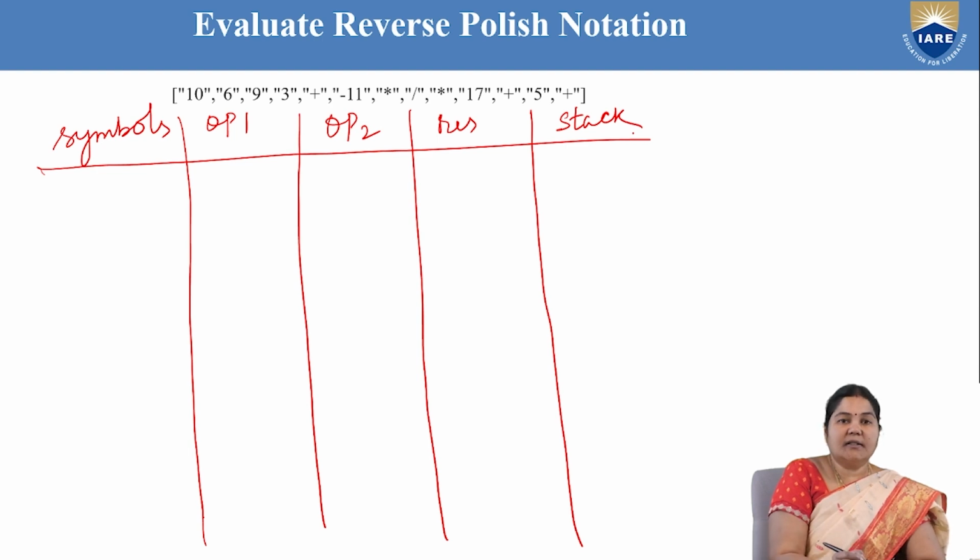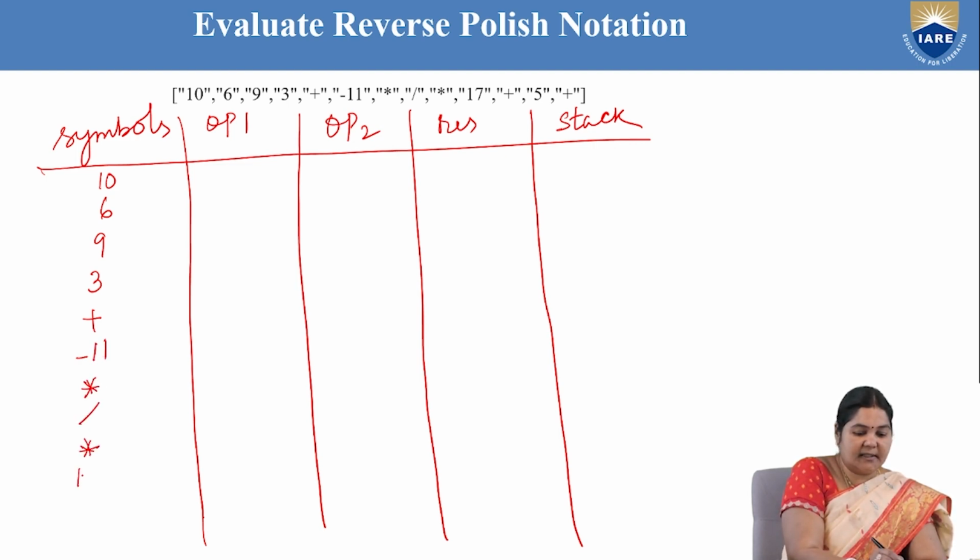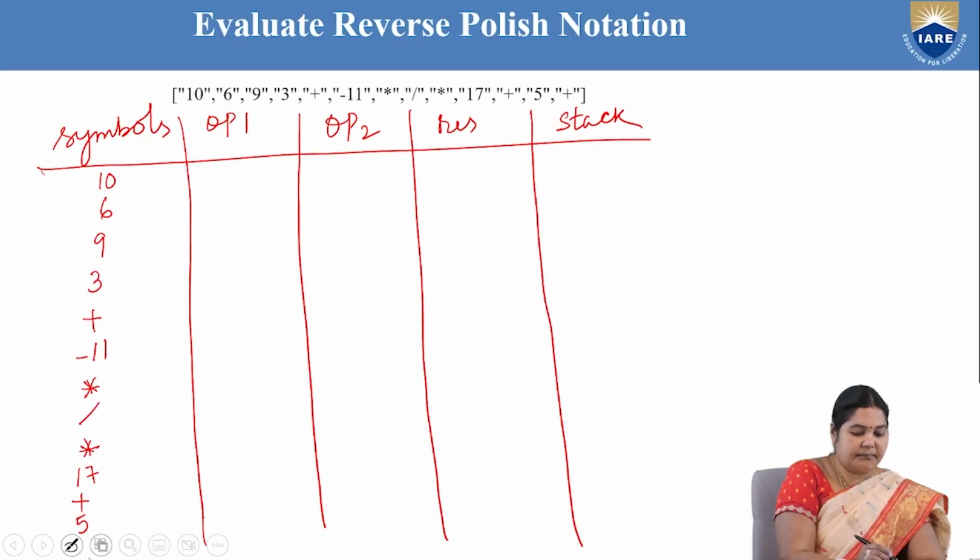Now, what are the strings that are given? We will consider these strings as integers. So, it is 10, 6, 9, 3, then plus, then minus 11, then star, then slash, then again star, then 17, plus 5 and plus. At the end we have a plus over here.